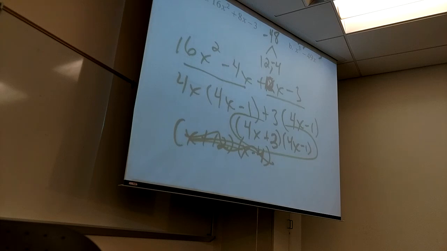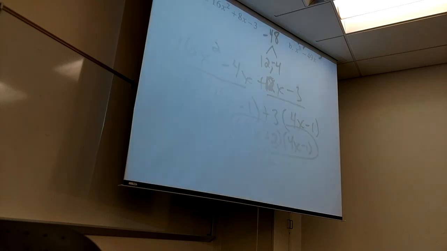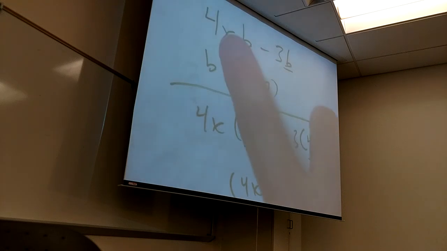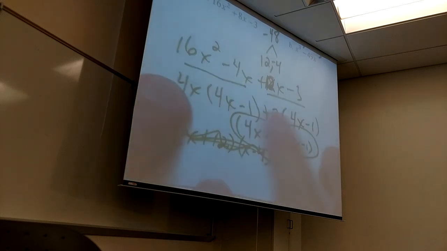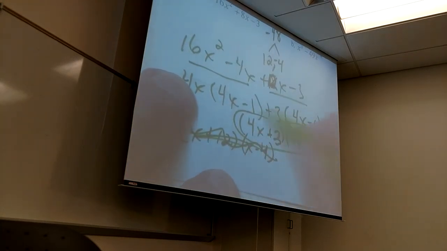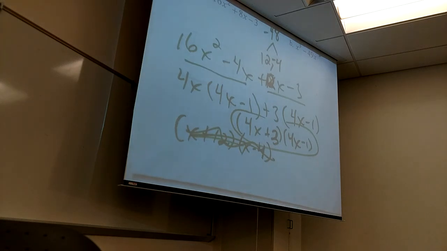Isn't the 4x minus 1 squared? Definitely not. This is kind of nifty. There aren't two b's here. There's one b that was distributed. There aren't two 4x minus 1s. There's one 4x minus 1 that was distributed. So it's not 4x minus 1 squared. Do you see that? There's one of them that would then be distributed to both of those things.